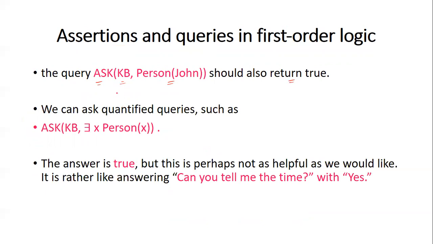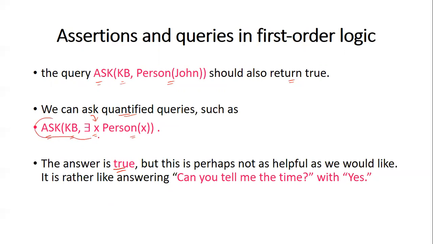When we are asking queries, we can also use quantification symbols, like for all or there exists. We can query something like this: ask KB, there exists X, person of X. Basically, we are asking the knowledge base: is there at least one object who is a person? In that case, it will return true.